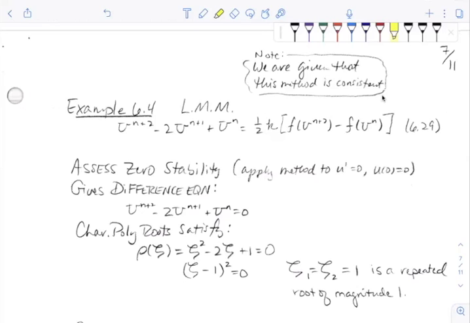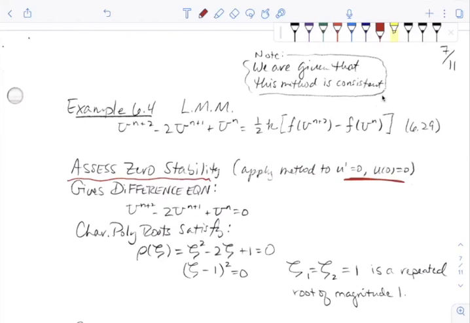And note that in the text, we're given that this method is consistent. So let's assume that to begin with. And the job here is to assess zero stability. Now, what does that mean? Well, recall that really means we're applying this method to u prime equals 0 with u of 0 equals 0. So zeros everywhere. What could go wrong?